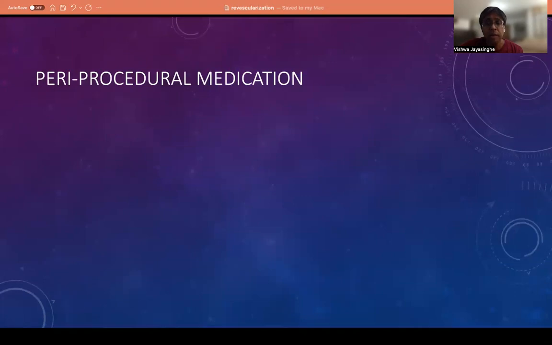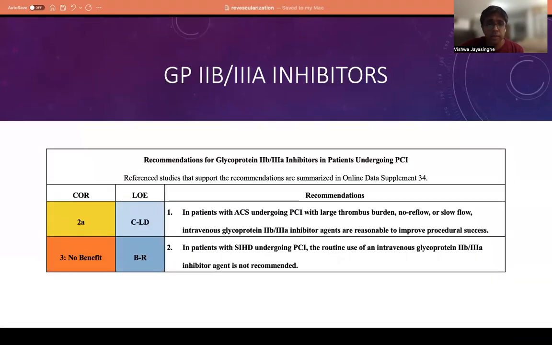And a little bit about the periprocedural medication. GP2B3A receptor inhibitors are recommended as a 2A recommendation when there is high thrombus burden, no reflow or slow flow. They can improve procedural success rate. However, it's only in acute coronary syndromes. There is no place for GP2B3A inhibitors in chronic coronary syndromes. There is no benefit in using them in chronic coronary syndromes.